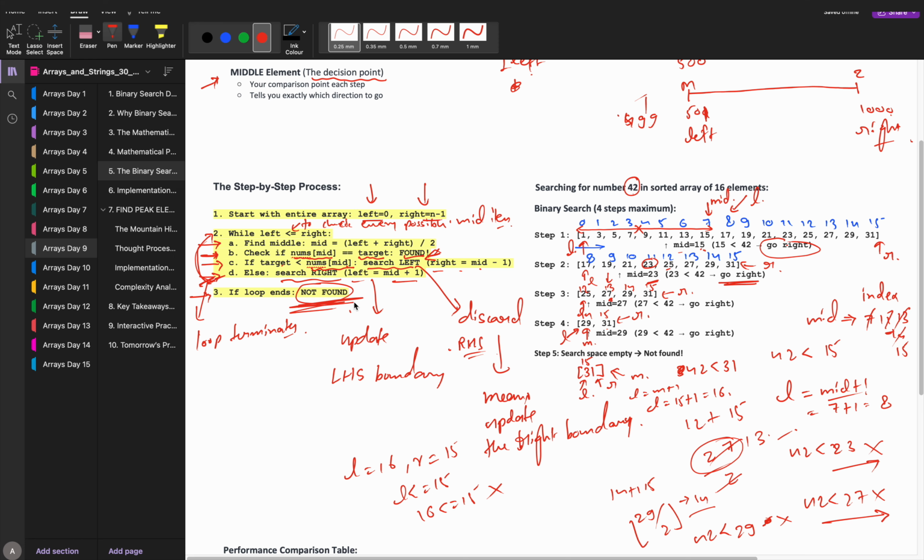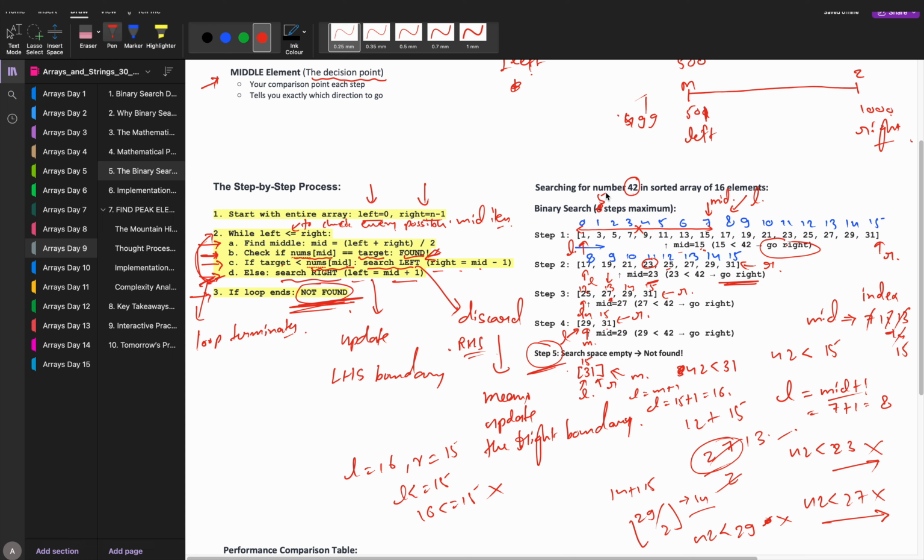Once it is terminated, not found. Simple. Not found. So how many total steps did it take? 5 steps total. Okay. Total 5 steps is what is happening here, no? Search space empty, not found. Yeah, for 4 here you write 5. The last one more step will be running.